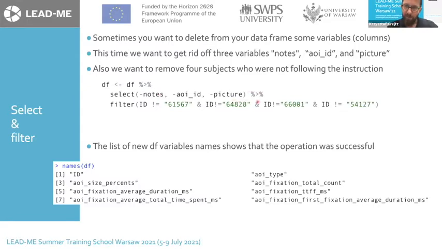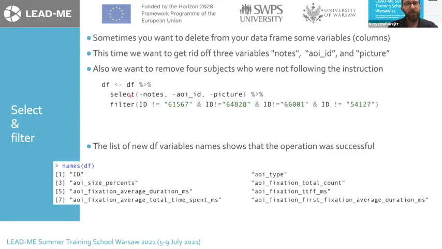Then I have the pipeline again, and I know from Anna that I need to filter out 4 participants because she figured out somehow that these 4 participants were not following the instruction, and their data are not really good. The participants' subject IDs are stored in the variable ID.